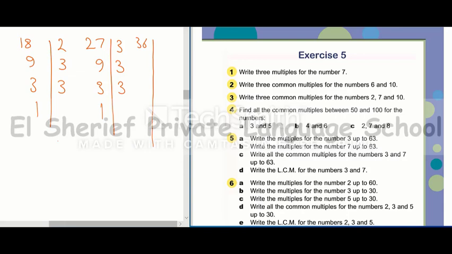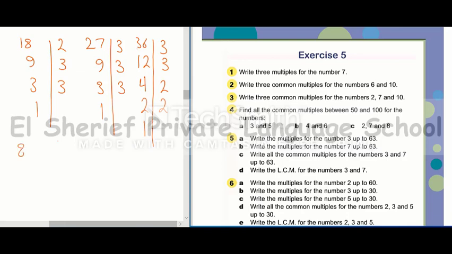36. We can choose 2 because this is an even number. We can choose 3 because 6 plus 3 equals 9, and 9 is divisible by 3. So let's start with 3. 36 divided by 3 equals 12. 12 is divisible by 2 and divisible by 3. So 12 divided by 3 equals 4. 4 is divisible by 2, not 3. 4 divided by 2 equals 2, and 2 divided by 2 equals 1.